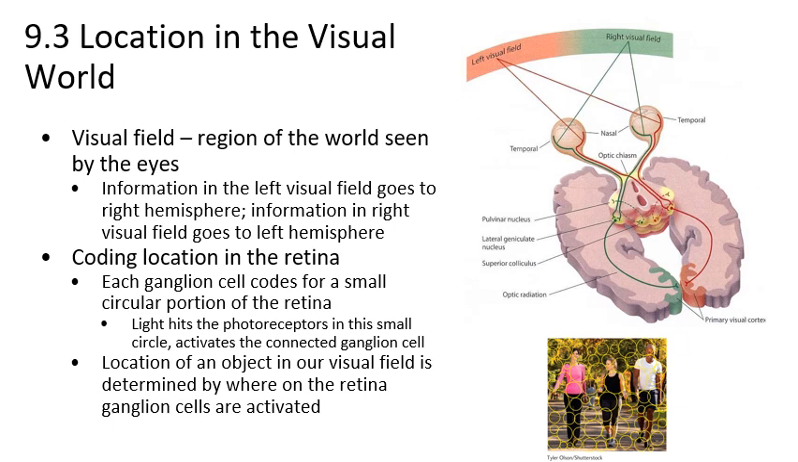In terms of coding in the retina, each ganglion cell codes for a small circular portion of the retina. So light hits the photoreceptors within the small circle, the ganglion cells connected with the photoreceptors in that small circle are activated. So the location of an object in our visual field is determined by where on the retina the ganglion cells are being activated.